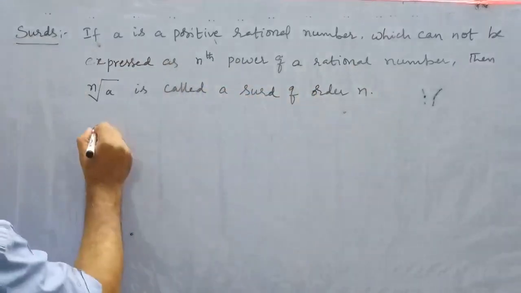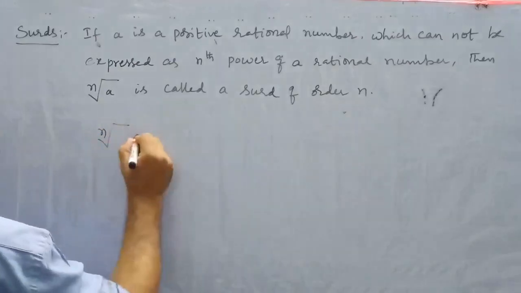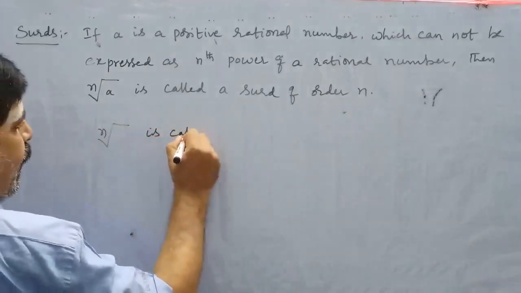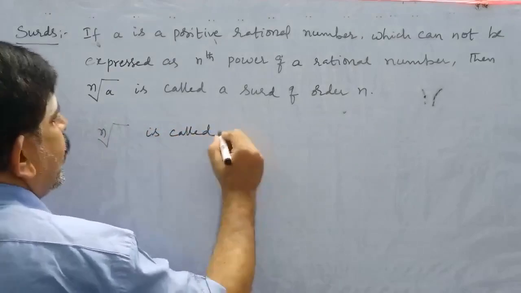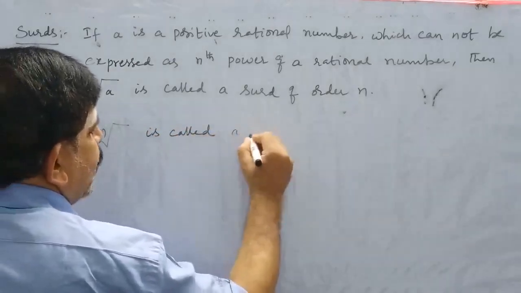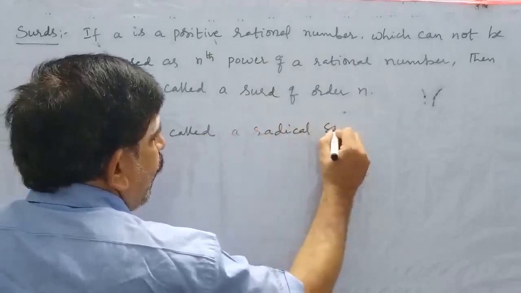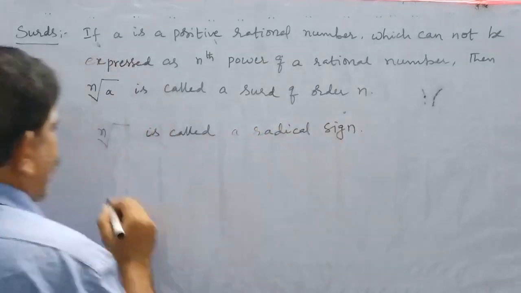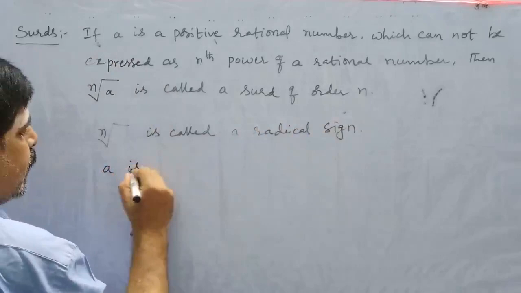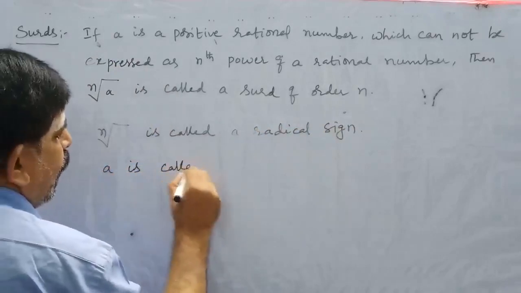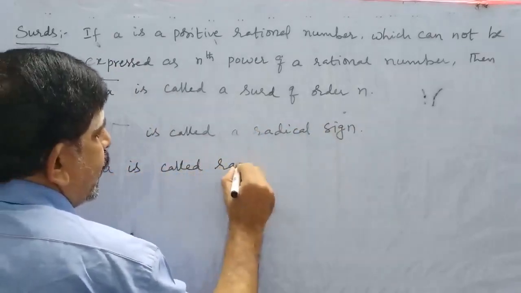Okay, here nth root is called a radical sign, and a is called radicand.